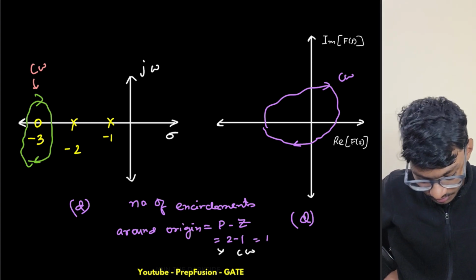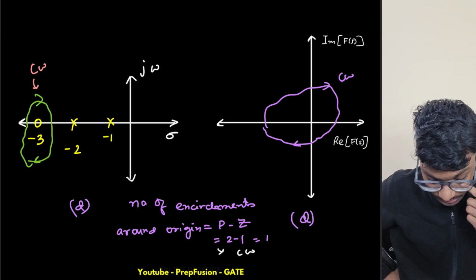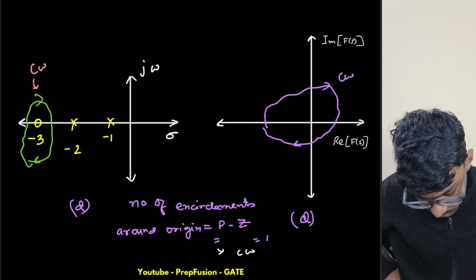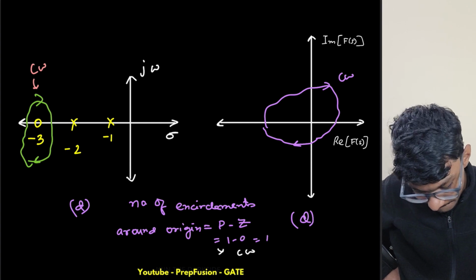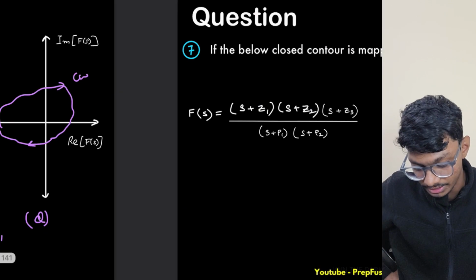So this is one only. Okay, so this is in the clockwise direction basically. Sorry, this is not 2 minus 1, this is basically 1 minus 0. So yes, in the clockwise direction, and this will be in the same direction as the zero.